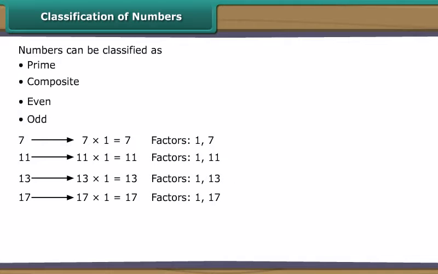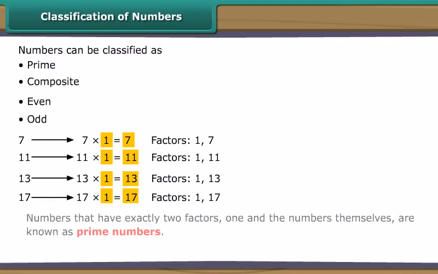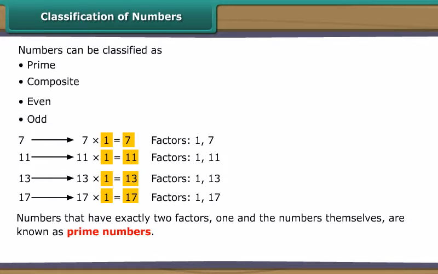Let us look at some more numbers and their factors. What is common among these numbers? All these numbers have only two factors, 1 and the numbers themselves. Numbers that have exactly two factors, 1 and the numbers themselves, are known as prime numbers.